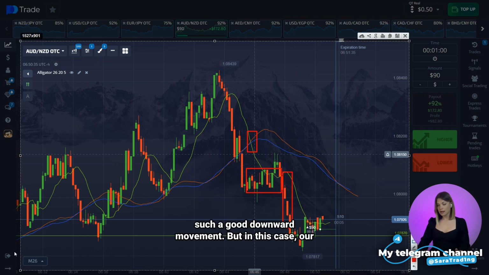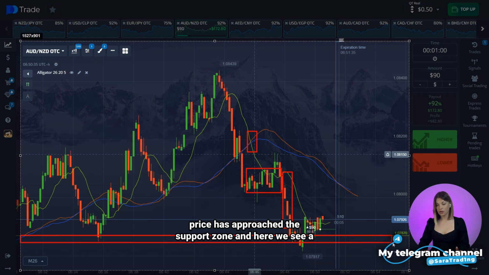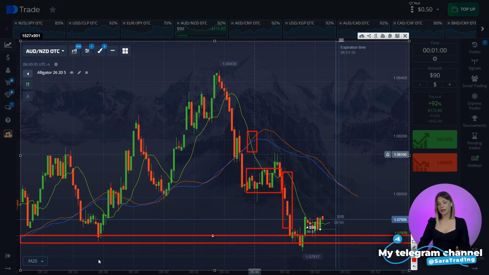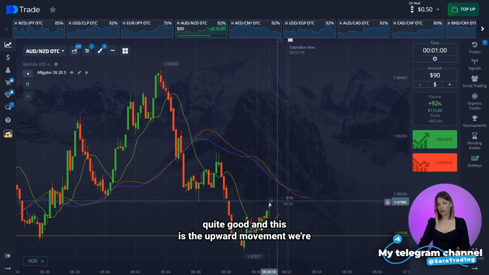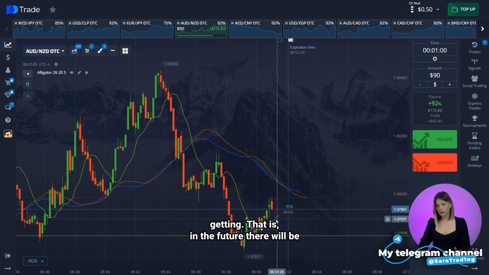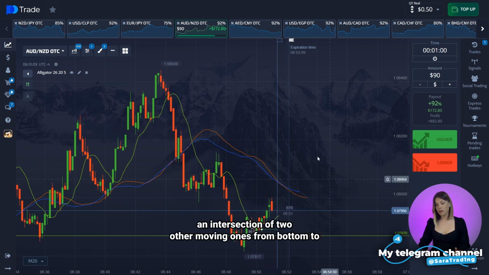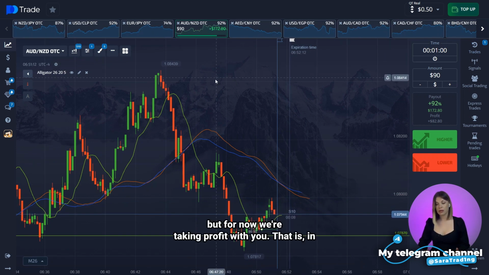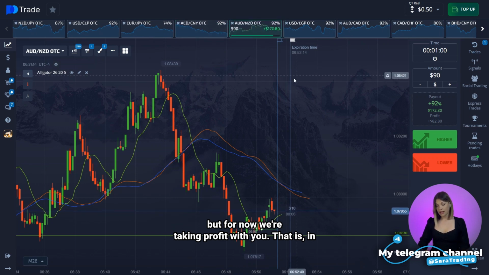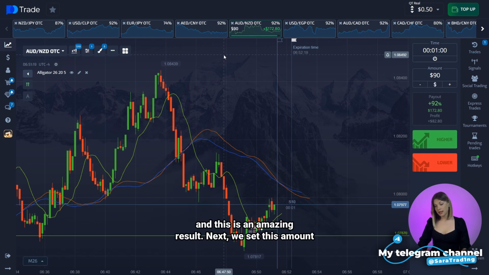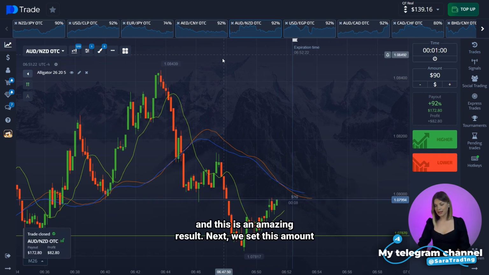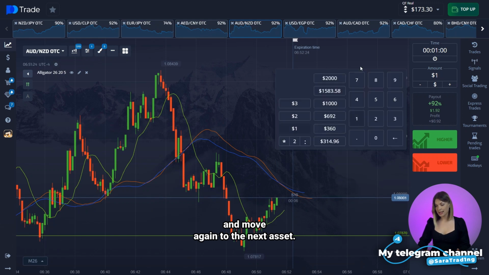But in this case, our price has approached the support zone, and here we see a cyclical situation, second touch. We're expecting a reversal. By the way, we're experiencing a reversal quite good, and this is the upward movement we're getting. That is, in the future there will be an intersection of the two other moving averages from bottom to top. This will mean a good upward movement, but for now we're taking profit with you. That is, in fact, now you and I have $173 on our balance, and this is an amazing result. Next, we set this amount and move again to the next asset.